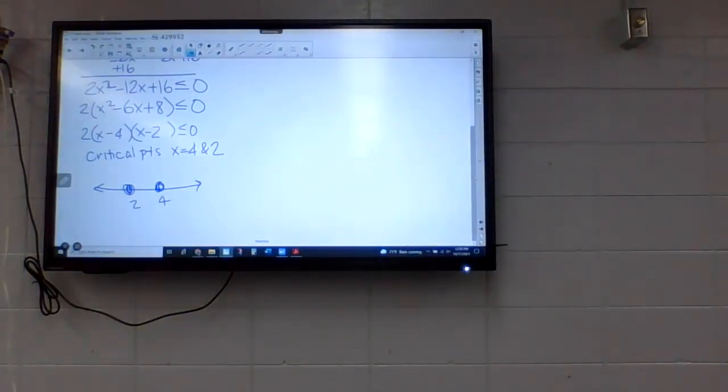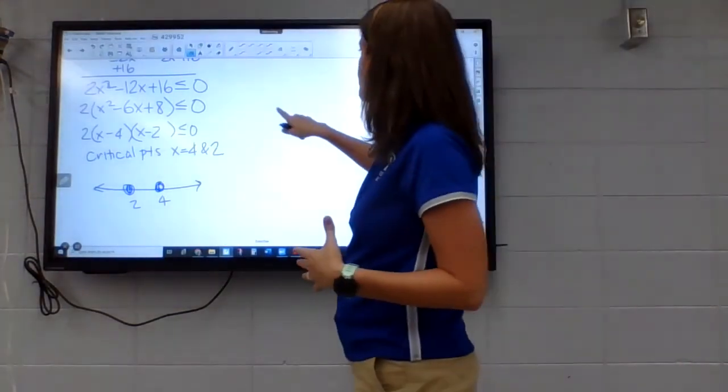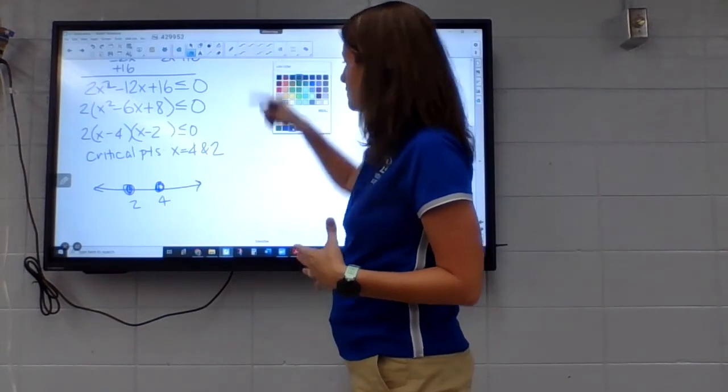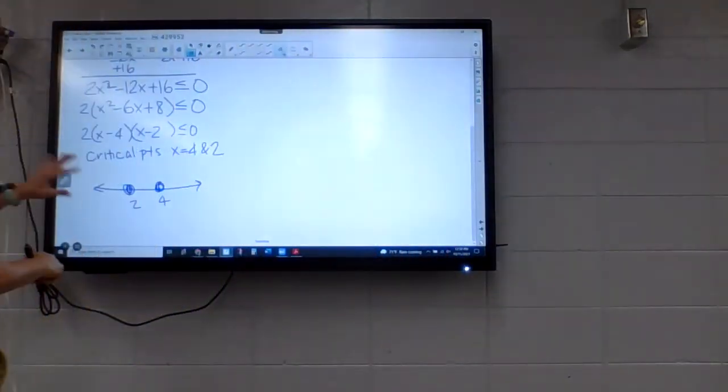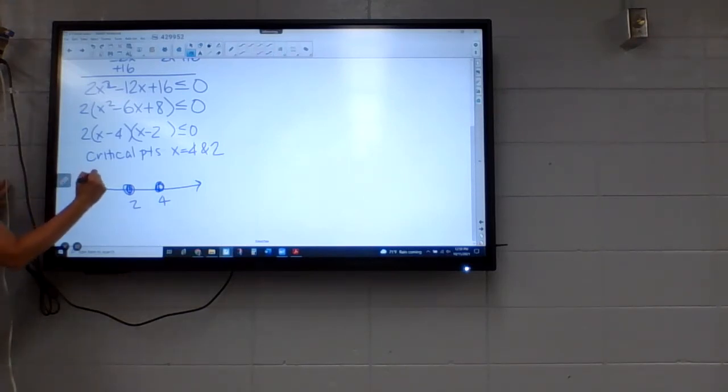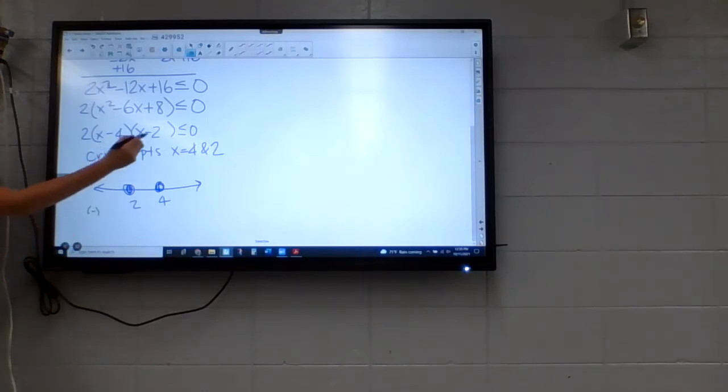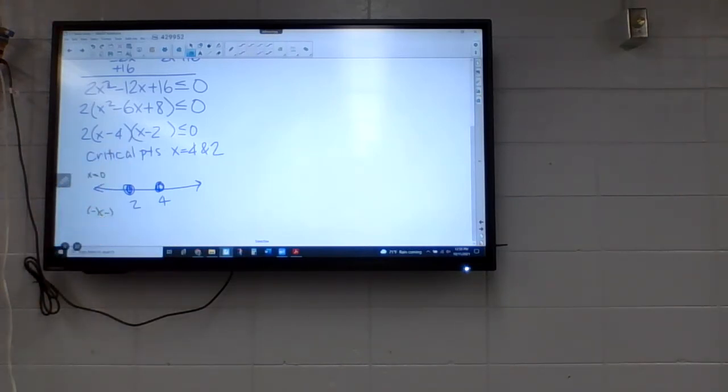Now we want it to be less than 0, so we actually want it to be negative. So pick something smaller. I usually choose 0 if I can. If you pick 1, it'll be fine as well. So I'm testing 0. 0 minus 4 is -4. 0 minus 2 is negative. 2 negatives are going to make a positive, so it doesn't work over here.